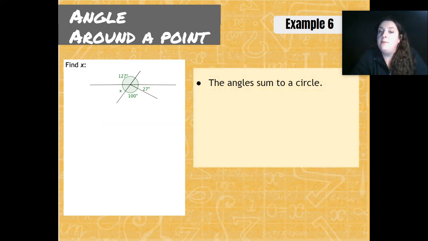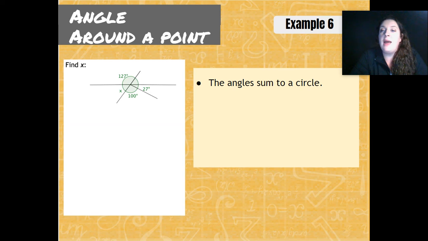So if you have angle x that you were solving for, you are going to add 127 plus 100 plus 27. So you end up with 254. Okay? You can use a calculator for that, I don't mind. 254, an x, and an angle with no number.